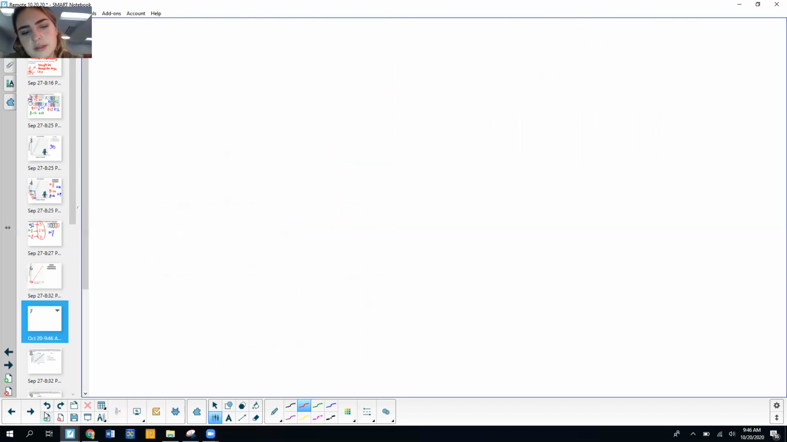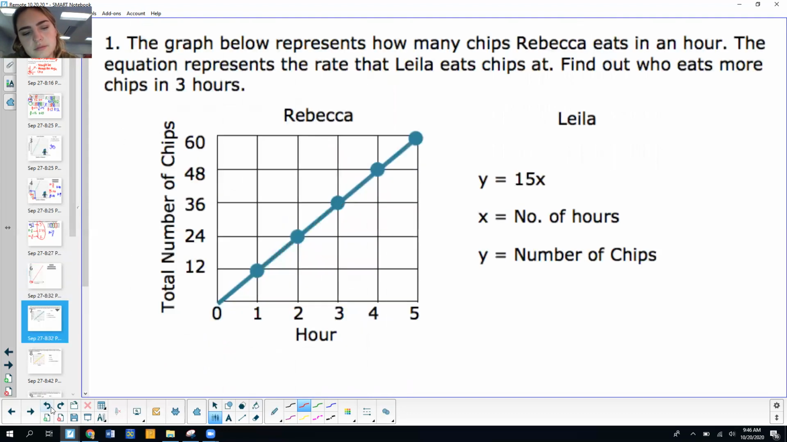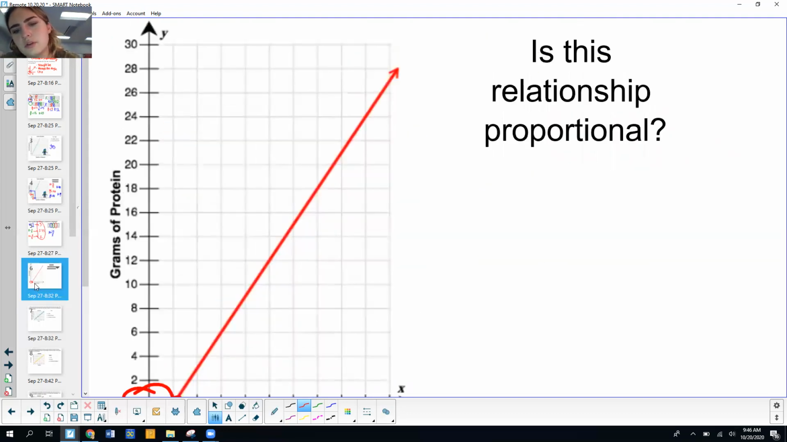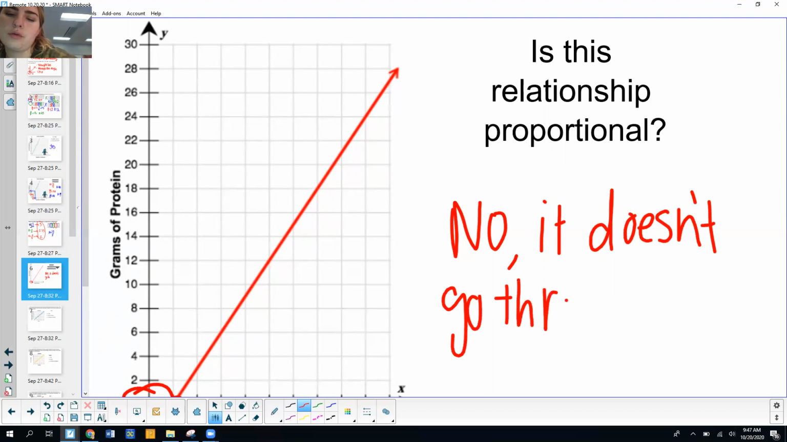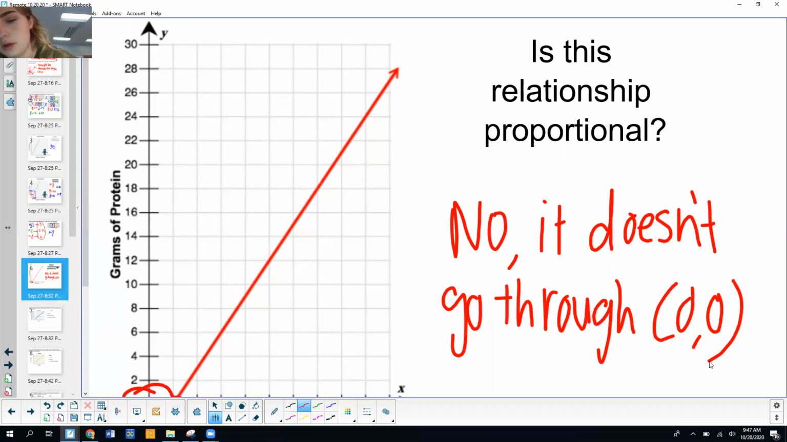So no, this is not proportional. Why is it not proportional? It doesn't go through 0, 0, or the origin.